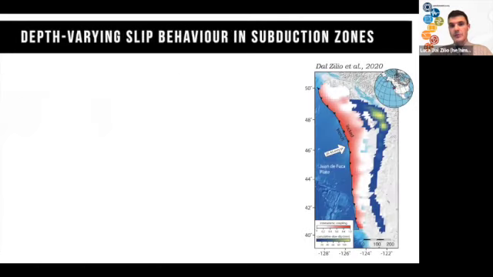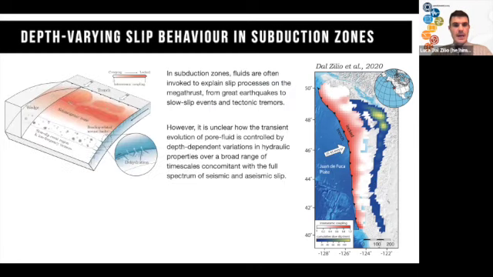Now, if you go back to the point of subduction zones, we have observations that we have a depth varying slip behavior from earthquakes to slow slip events. And this is just an example that we have in Cascadia, where we have the coupling map showing the seismogenic zone, and then this band of cumulative slow slip over 10 years of slow slip events.